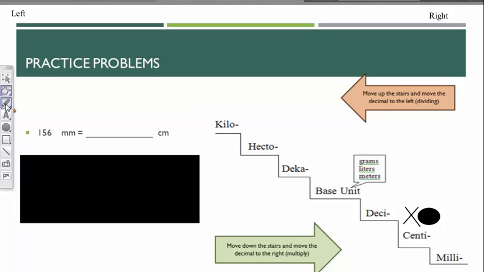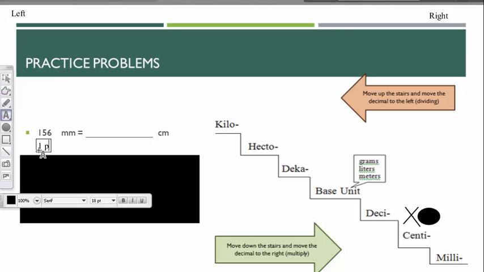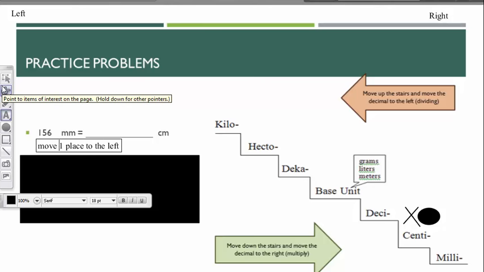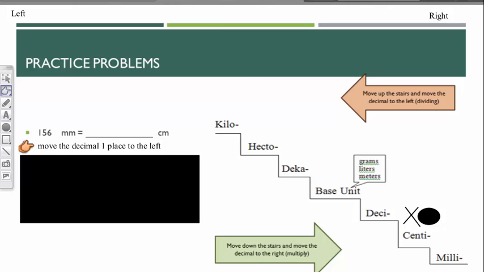So what you're going to do is take your pencil and move the decimal 1 place to the left. And I'm going to write that right in there for you. So move the decimal 1 place to the left. Okay. That's what we're going to do.